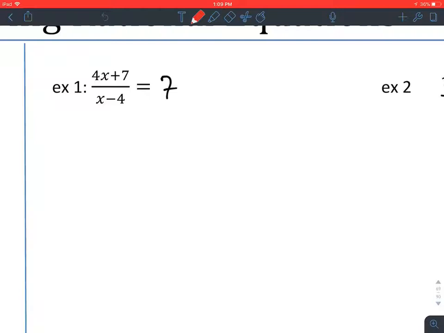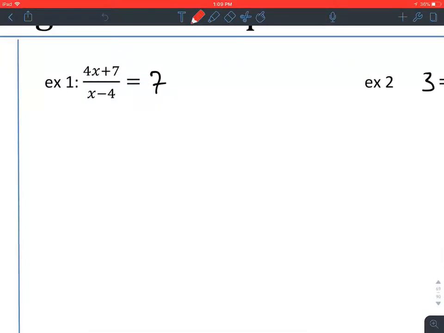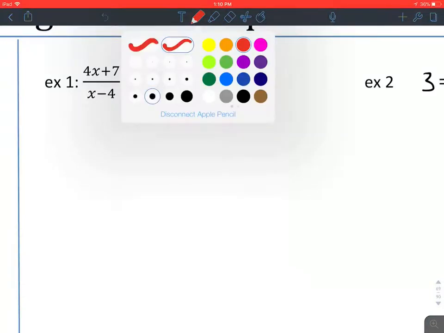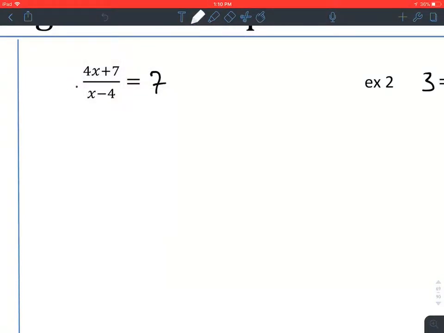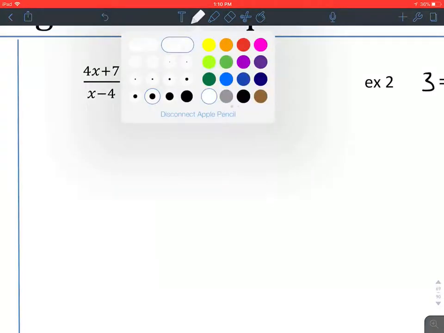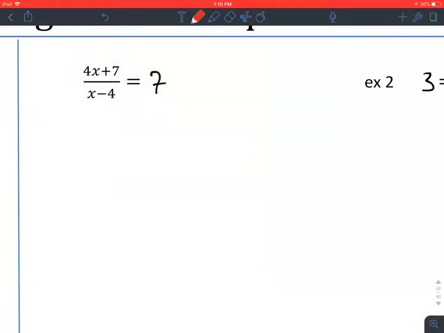So the one thing you got to be careful about with these problems is if you have a variable on the bottom, you have to find excluded values, things that the answer could not be. So we are trying to solve the equation. I currently have a denominator. I don't typically like having denominators, so I like to get rid of them at the beginning.